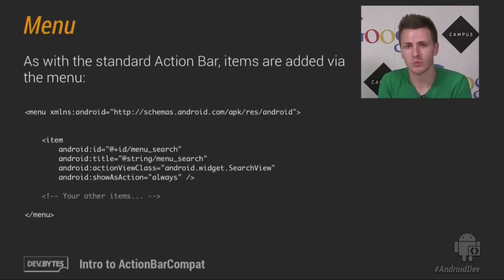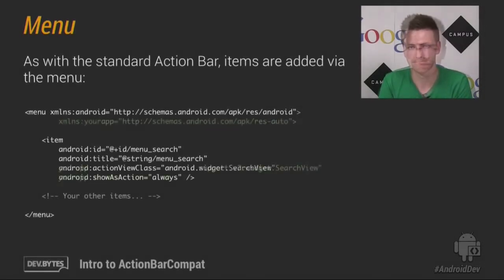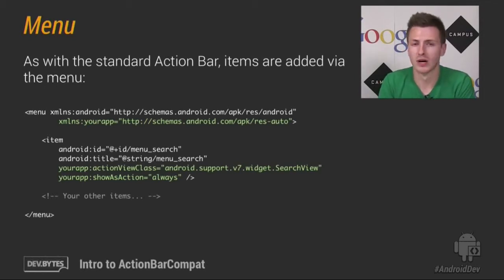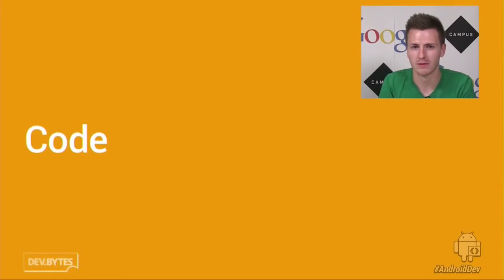So to get around this, we've imported all of the action item related attributes into ActionBarCompat. So to do that, you need to import them into your namespace. Now we've called it the Your App namespace, but you could call it anything you want. And the result is that for any of the action item attributes, you need to reference them from this namespace, not the Android namespace. So that's it with your resources. We're now going to move on to some code.